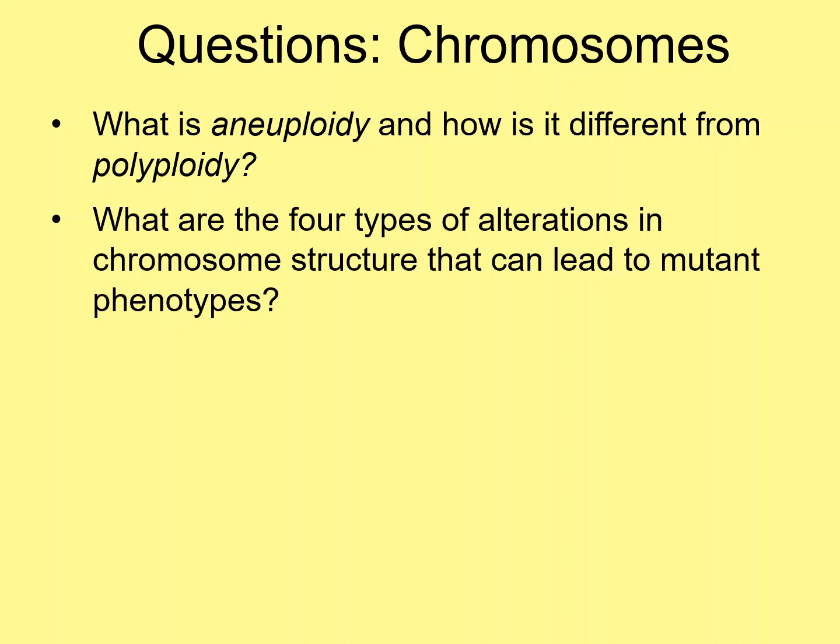So in this EdPuzzle, we're going to talk about what happens when you have larger scale problems with chromosomes. I'm not talking about single point mutations, where we're just changing one base pair, but actually when chromosomes break or get transposed, so they swap places with other pieces of a chromosome, or in some cases don't separate properly during meiosis and you end up with extra copies of genes.